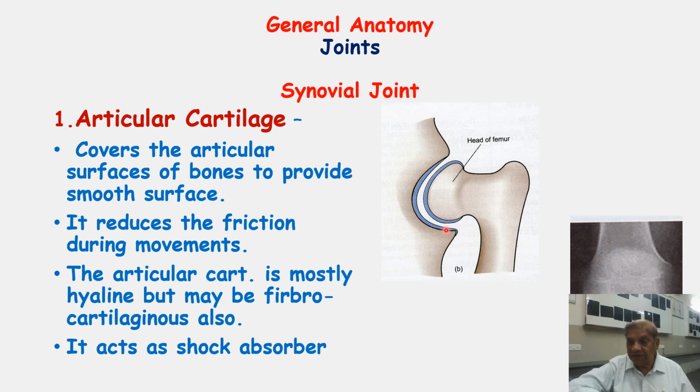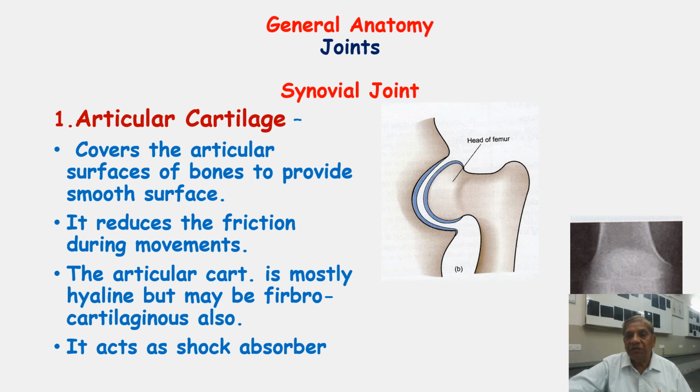Why does it act as a shock absorber? There is a lot of water content in this cartilaginous tissue, and it does not have the deposition of mineral salts like calcium, which is there in the bone. Bones are very hard. Imagine what would have happened to this joint, or the articular surfaces forming the joint, without this cartilage, because bone is hard and it cannot act as a cushion.